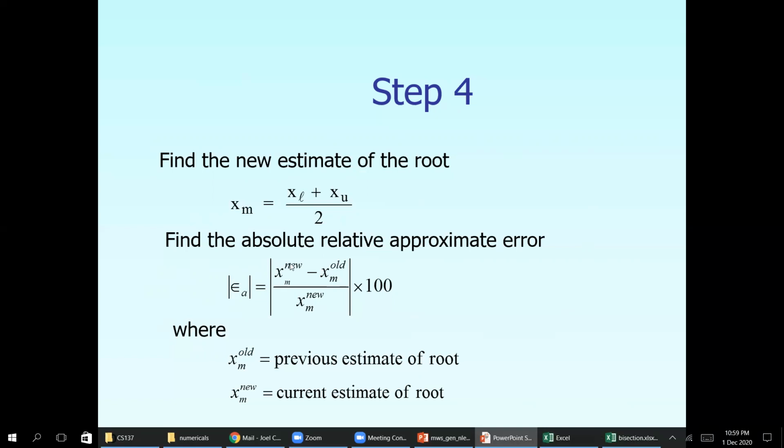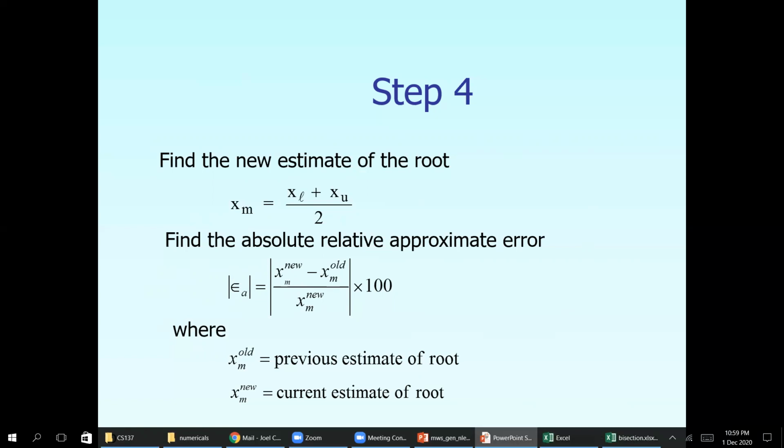X sub m new minus x sub m old all over x sub m new. By the way, this should be absolute, times 100. Okay, so why x sub m? Because x sub m is the equivalent of the estimated root, not the x sub l, not the x sub u, but the x sub m.